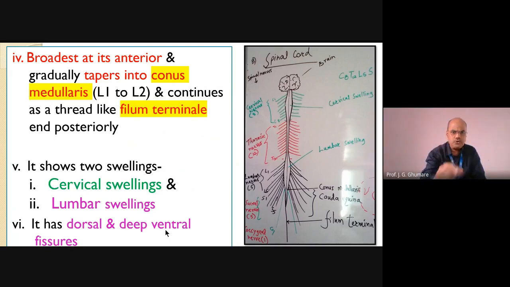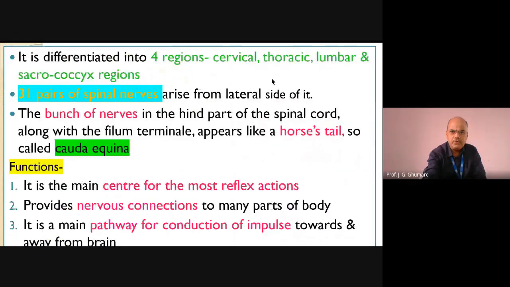What is important here? There are four regions depending upon the vertebrae. The first one is the cervical region, the neck region. The next one is the thoracic region, the chest region. Then the lumbar region, the abdominal region, and the last one is the sacrococcygeal region. Four regions are there on the basis of vertebrae.